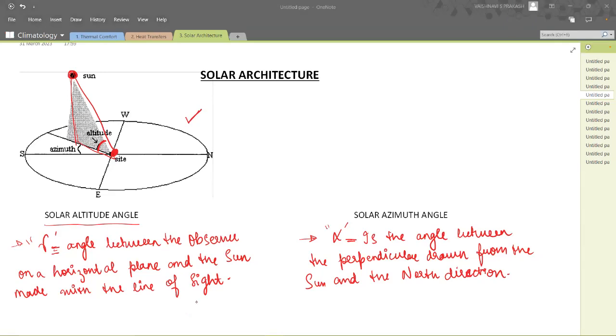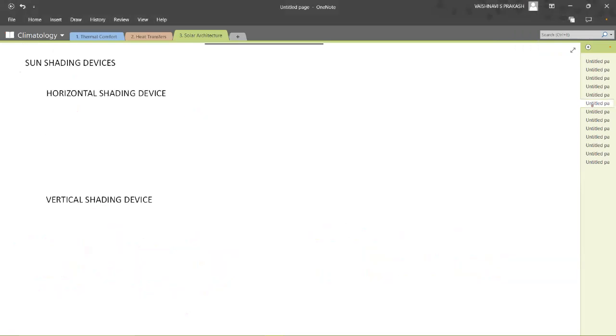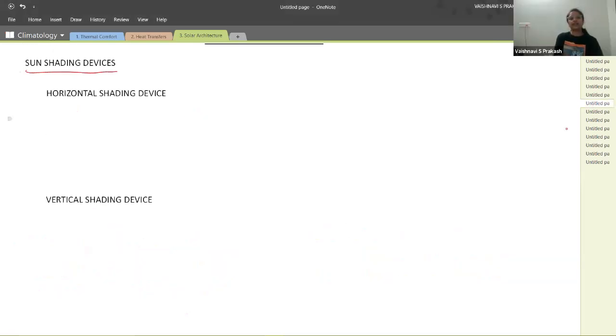Yes, ma'am. Okay. So using the solar azimuth and altitude angles, we can design sun shading devices. The first type of sun shading device that we can see is a horizontal shading device. So if I have a window that is W meters wide and H meters in height, a horizontal shading device is nothing but the chajja, which is a horizontal projection that I can propose.